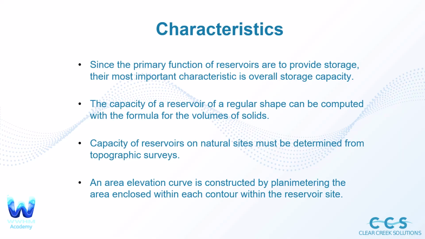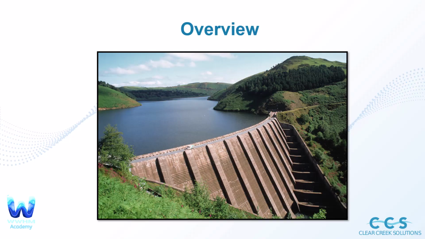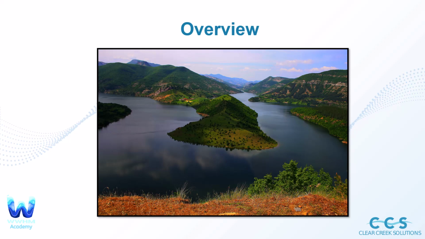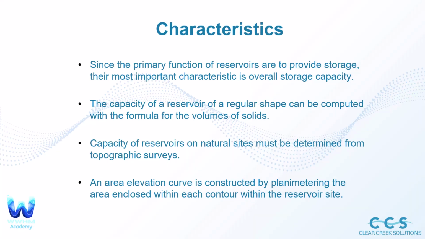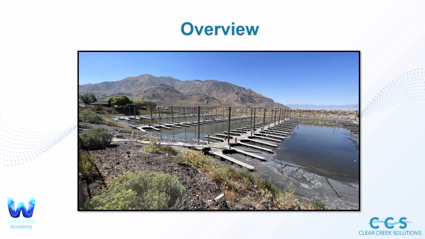And here are some of the characteristics. Since the primary function of reservoirs is to provide storage, their most important characteristic is overall storage capacity, so how much they're able to store. The capacity of a reservoir of a regular shape can be computed with the formula for the volume of solids, so just computing the overall volume. Capacity of reservoirs on natural sites must be determined from topographic surveys, just like the picture I showed earlier. That would require a topographic survey to determine how much water is actually stored in that area and how you can regulate the flow of that water. An area elevation curve is constructed by planimetering the area enclosed within each contour within the reservoir site. And this is one that's much flatter. Reservoirs can come in a variety of shapes and forms. It's more of a level elevation area, but it's still going to provide water storage for the community.